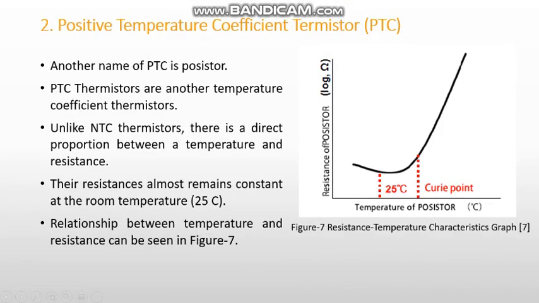A positive temperature coefficient thermistor, PTC. Another name of PTC is posistor. PTC thermistors are unlike NTC thermistors. There is a direct proportion between temperature and resistance, and their resistance almost remains constant at room temperature, 25 degrees Celsius. A relationship between temperature and resistance can be seen in Figure 7.